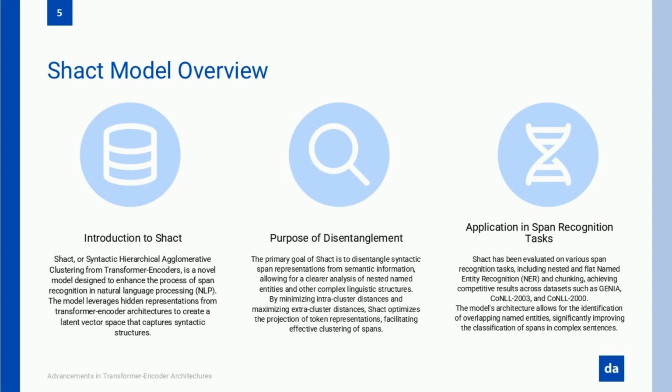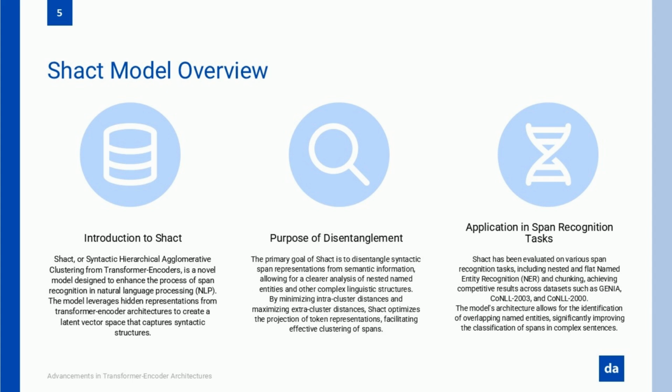The further I dive into the researcher's trail, the more one word stands out, a model called SHACT. It feels like the centerpiece of their work, the culmination of everything they were trying to solve. SHACT, or syntactic hierarchical agglomerative clustering, is a model designed to go deeper than anything I've encountered before. It doesn't just recognize words or spans. It strives to disentangle the very fabric of language, splitting syntactic structures from semantic meaning in a way that allows for clarity and precision. The researchers' notes describe this as a revolutionary step forward.